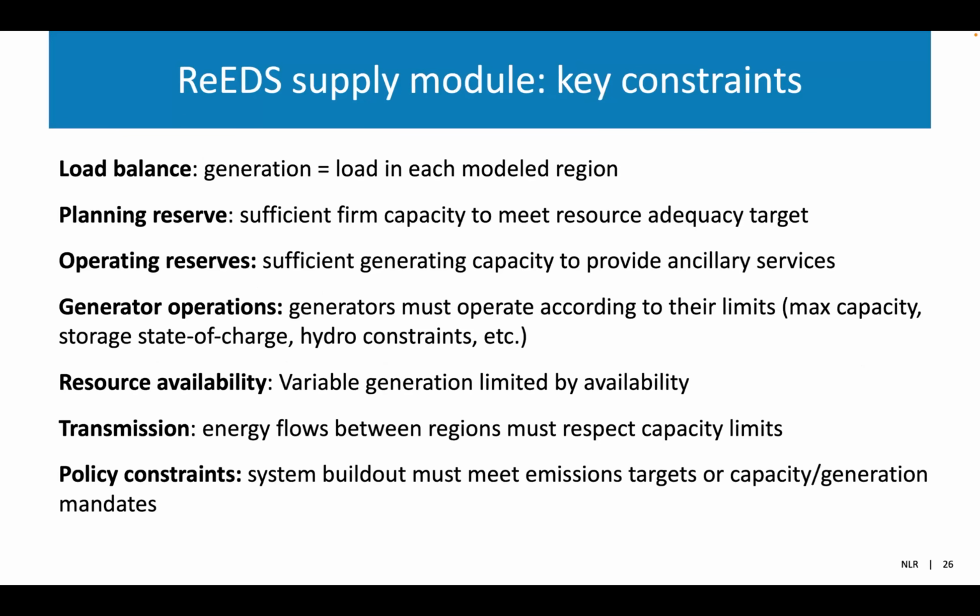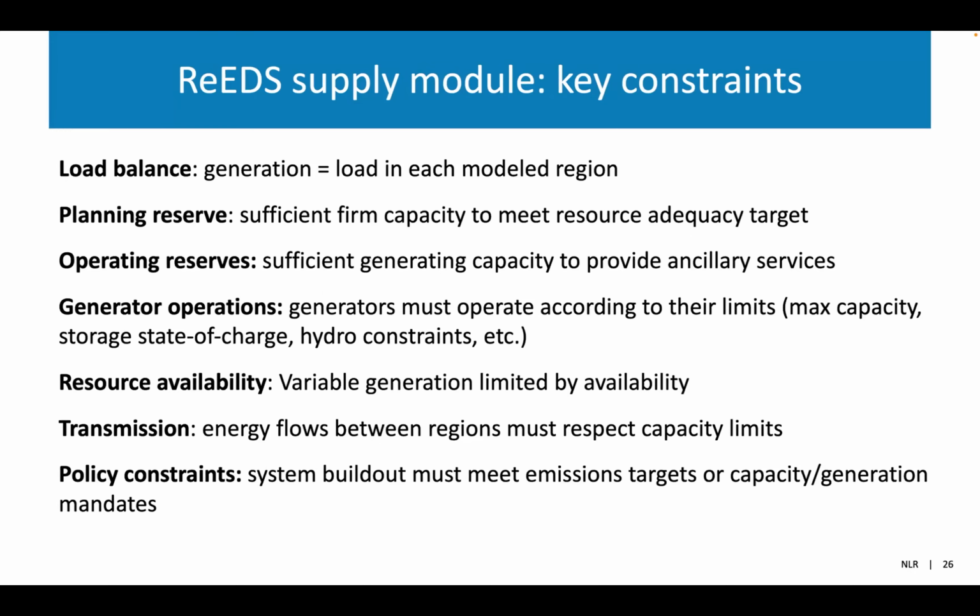Okay. Another important component of the overall ReEDS optimization are the key constraints. So on screen, there are 7 of the key constraints that the ReEDS model is forced to abide by. You may recognize some of these from the light blue box in my second slide of section 1, if you could remember. Starting with the load balance constraint, this basically boils down to generation has to equal load.